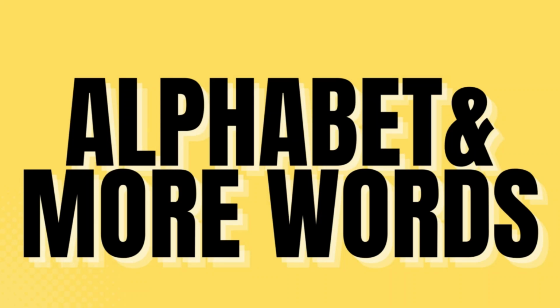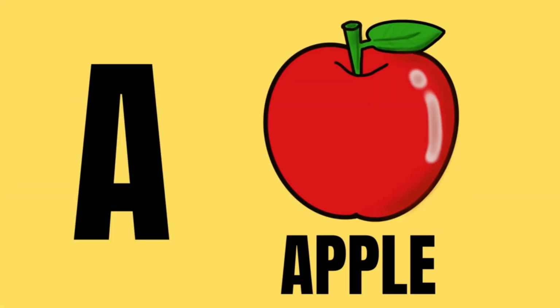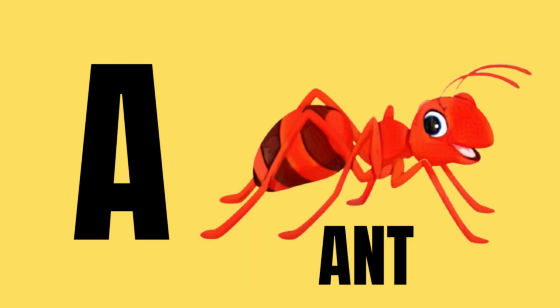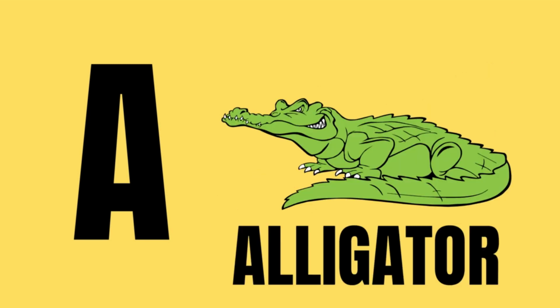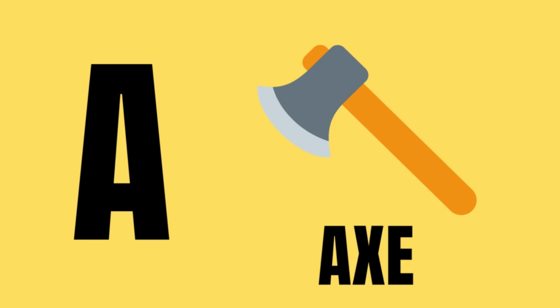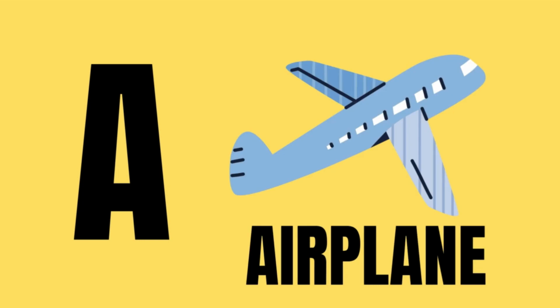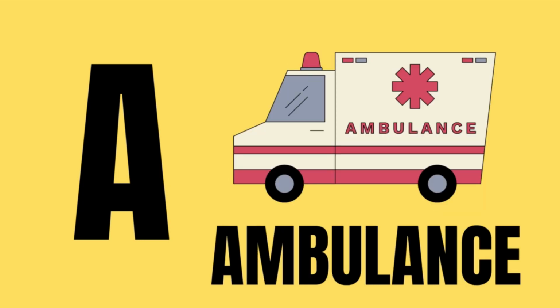Let's learn more words and alphabet. A is for apple. A is for avocado. A is for ant. A is for alligator. A is for axe. A is for arm. A is for airplane. A is for ambulance.